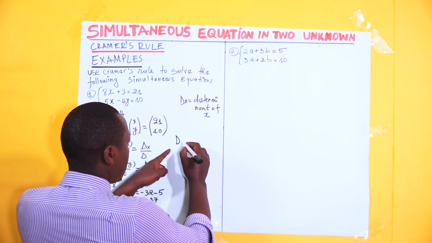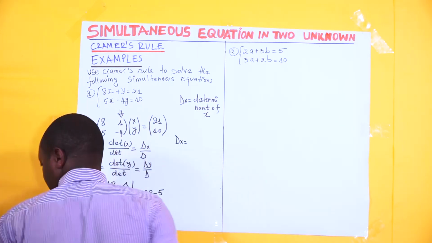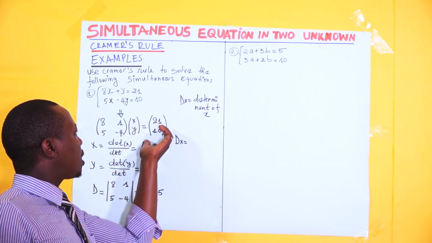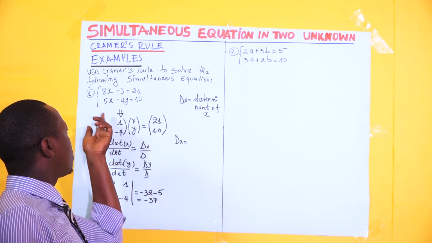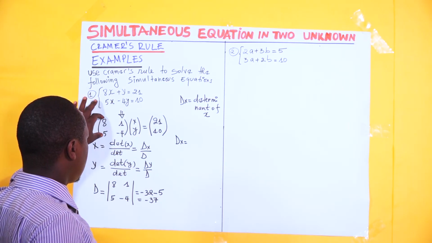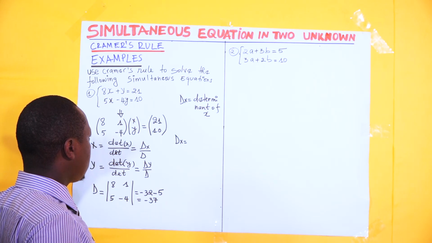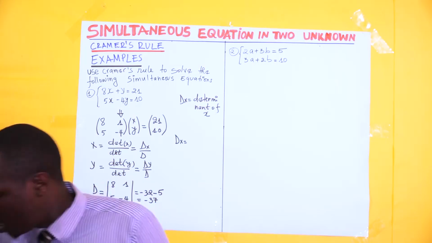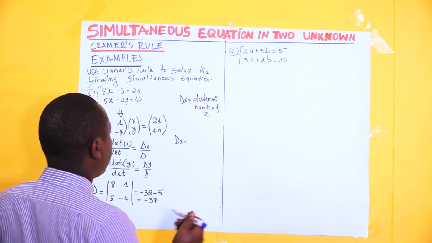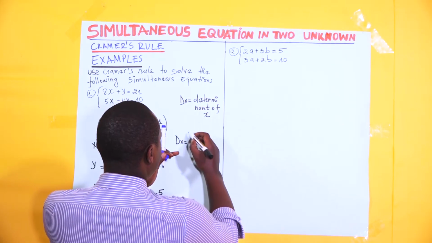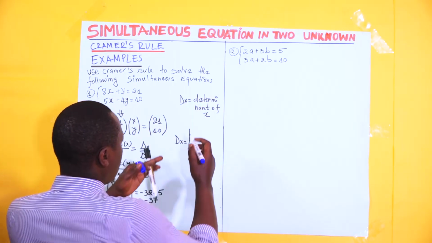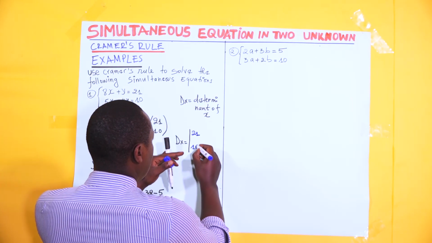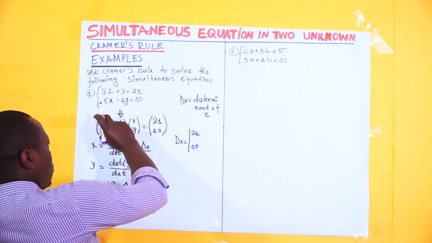We are also going to find the determinant of x. How do we find the determinant of x? We take the numbers and substitute them in place of the coefficients of x, right? Here we have 8 and 5. We are not going to take these numbers. We are going to take 21 and 10. Substitute the coefficients of x with 21 and 10.